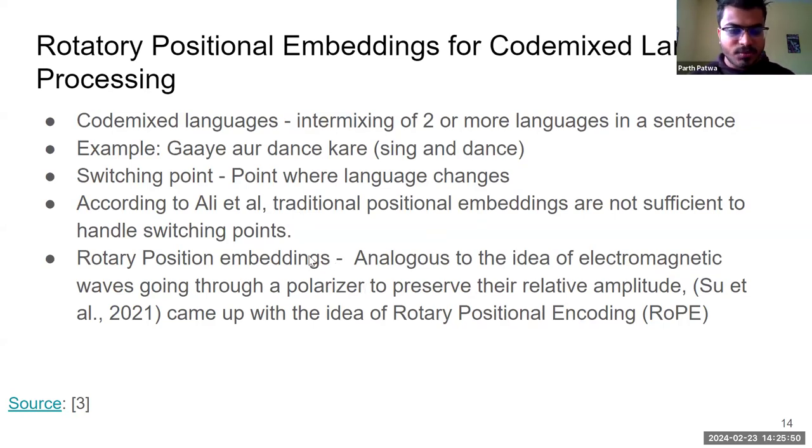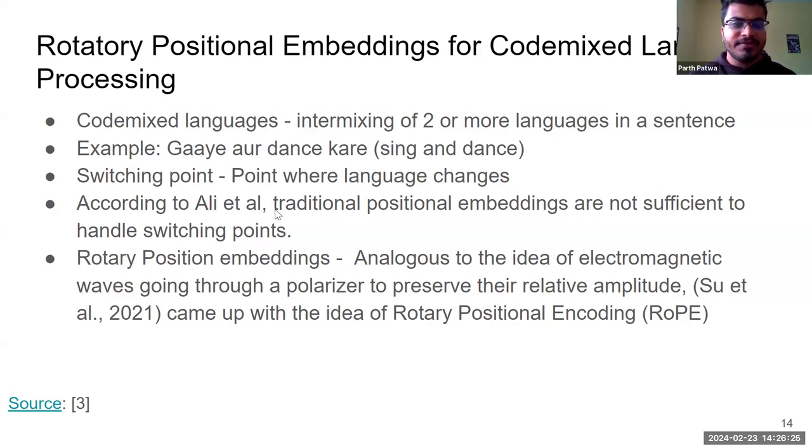This one is a paper which I was fortunate to co-author. So in this, what we do is we use inspiration from rotary, from electromagnetic waves, for code-mix language processing. So what exactly is code-mix language? It is intermixing of two or more languages in a sentence, which is common in social media. For example, this sentence mixes both English and Hindi. And in this, the switching point is where the language switches.